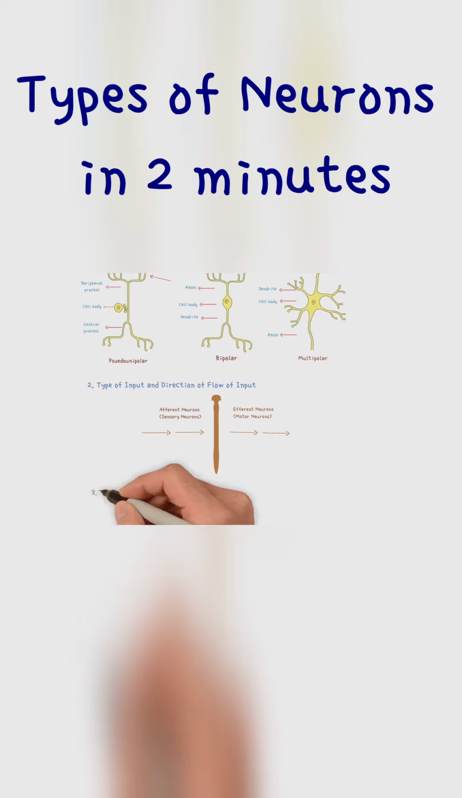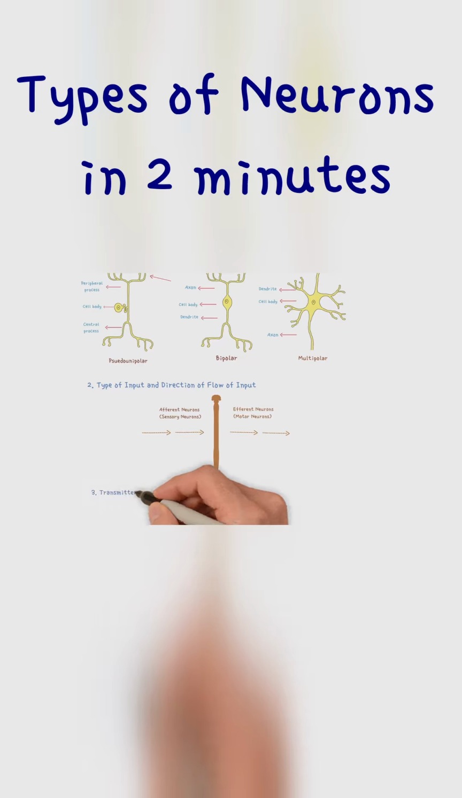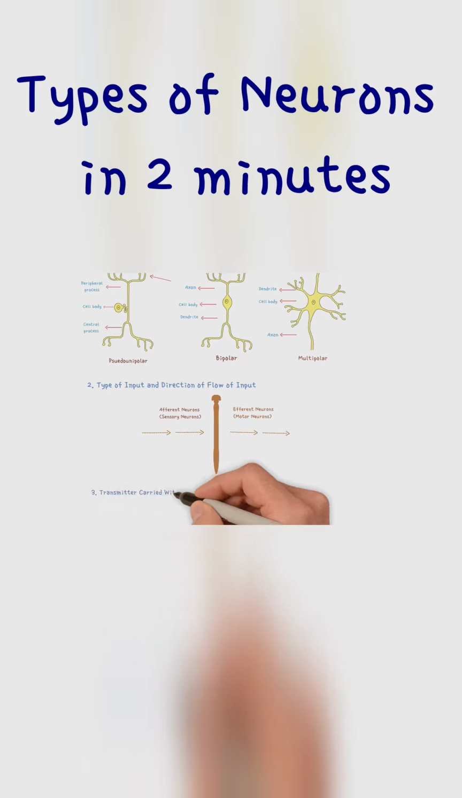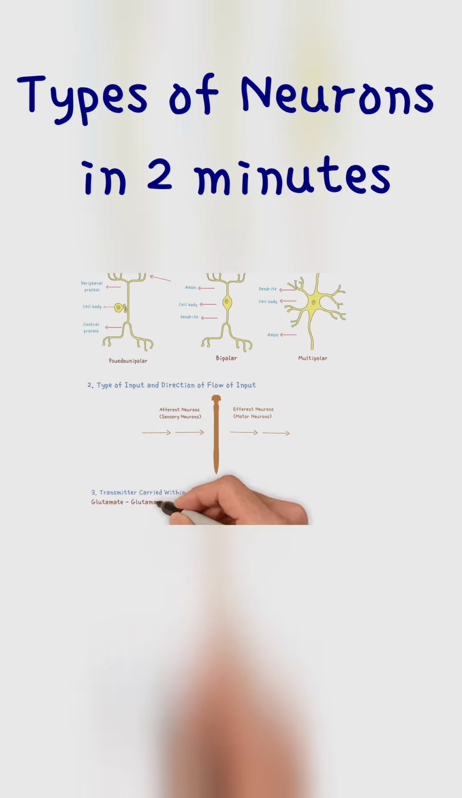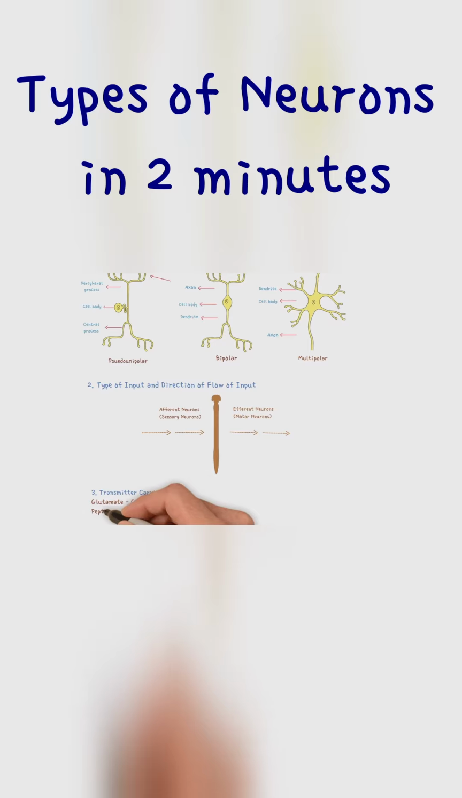We also classify neurons by the kind of chemical messengers or neurotransmitters they use. For example, if a neuron uses glutamate, it's called glutamatergic. If it releases a peptide, we call it peptidergic.